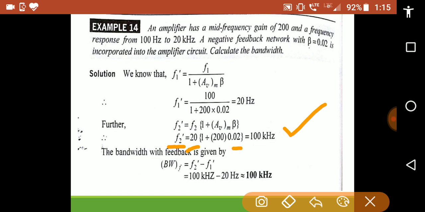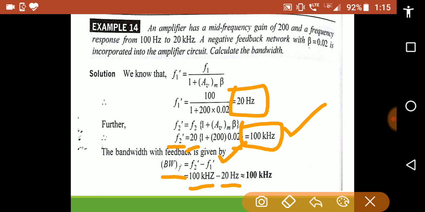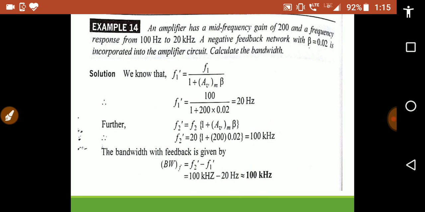So the bandwidth with feedback equals higher cutoff frequency with feedback minus lower cutoff frequency with feedback. So higher cutoff frequency f2 dash equals 100 kilohertz and f1 dash equals 20 hertz. So bandwidth with feedback equals 100 kilohertz minus 20 hertz, which is approximately 100 kilohertz. So this is the bandwidth after feedback. So let us see the next problem.